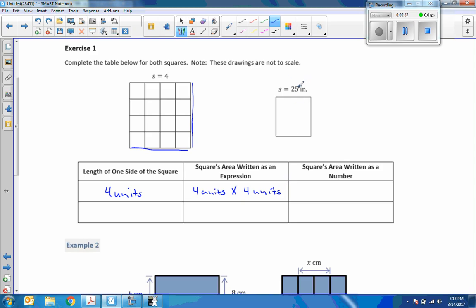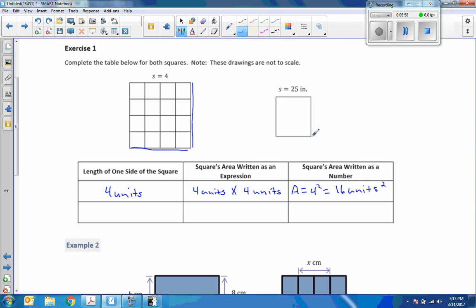Okay? The square's area written as a number, well, I'm just going to show my work. Area equals 4 squared, which equals 16 squared. Okay? So now I'm going to do this one here.